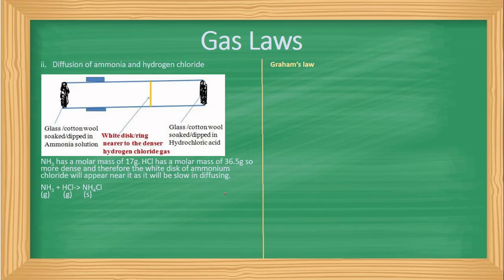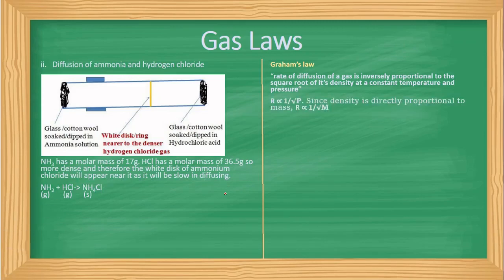Let us look at Graham's law. This one is all about the diffusion. And what it says is that the rate of diffusion of a gas is inversely proportional to the square root of its density at a constant temperature and pressure. So, as it's being represented here, you'll find that the rate of diffusion is inversely proportional to the root of its density or its mass.